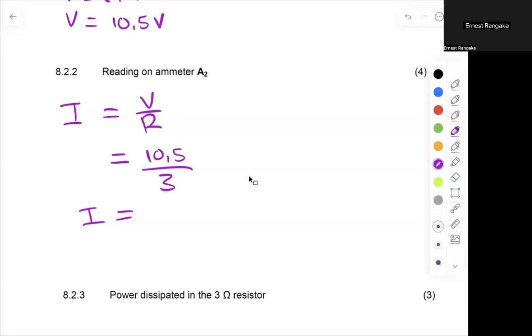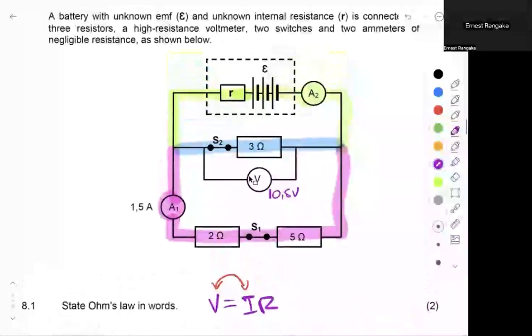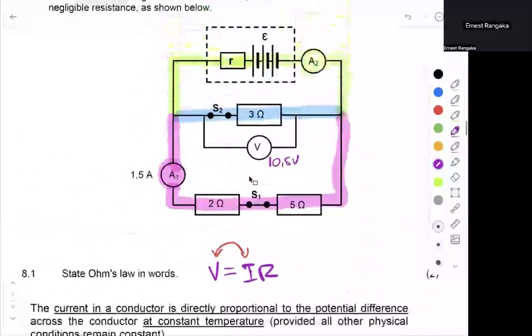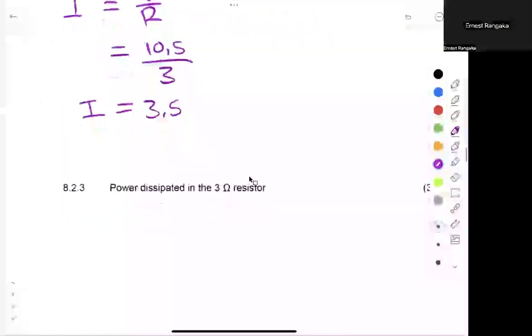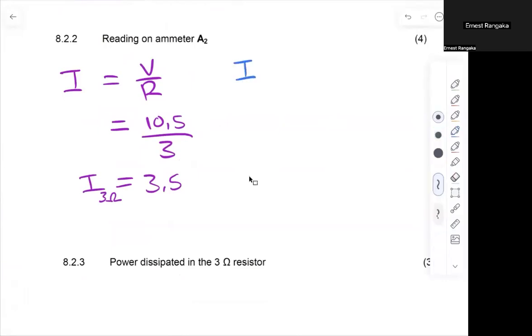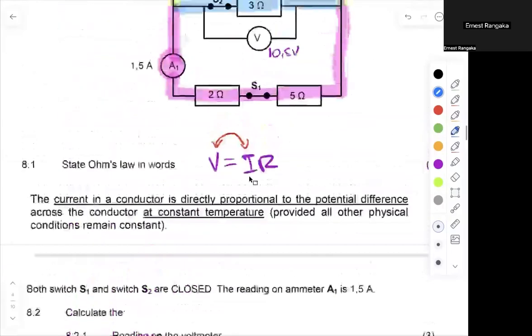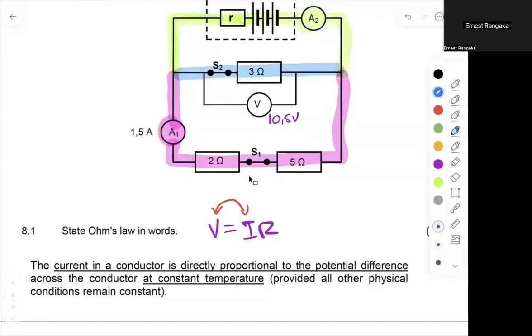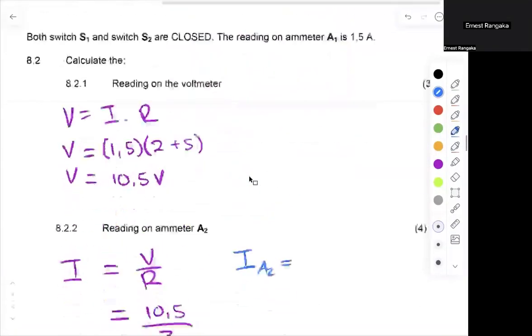3.5. Well done, guys. We're going to get 3.5. So then the current is going to be 3.5. But remember, this is not the reading of ammeter A2. It's only the current through that 3 ohm resistor, right? So I'm going to make a note here. This is going to be the current of my 3 ohm resistor. I need to find the current for the entire thing. So that's going to then be I total. So my I total, or my current of A2, is going to be the current A1 plus the current A3. And then that's going to give me A2, right?